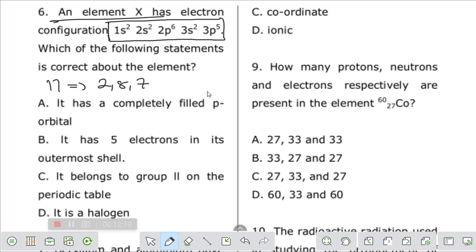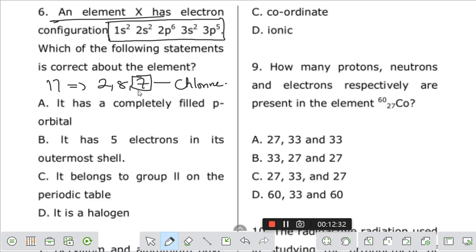So if you look at this element now, as a chemistry student, you know that this is chlorine. So it means it's a halogen. The answer is already here. I told you that any element that ends with 7 is a group 7 element, and I call them halogens. If you watch that video on the periodic table, I've explained everything like this.